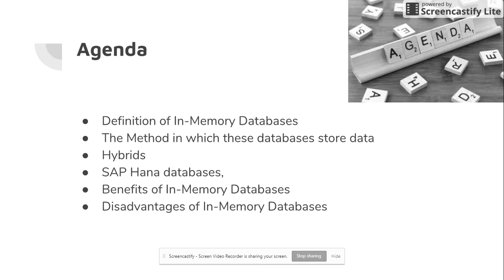After I give you the definition of an in-memory database and an analogy to help you understand what it is, I'm going to talk about the method in which these databases store data. Then I'll talk about what hybrid databases are and why we need them, because they're kind of important too. After that, I'm going to talk about one of the biggest innovations in in-memory database technology, which is SAP HANA databases. After that, I'll talk about the benefits and some of the disadvantages of in-memory databases. But let's begin with our presentation.